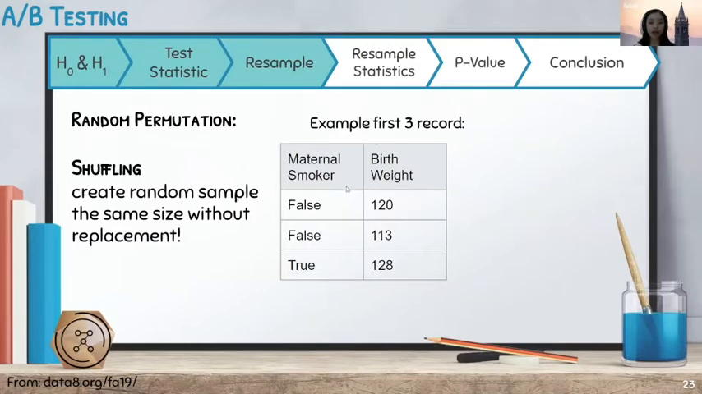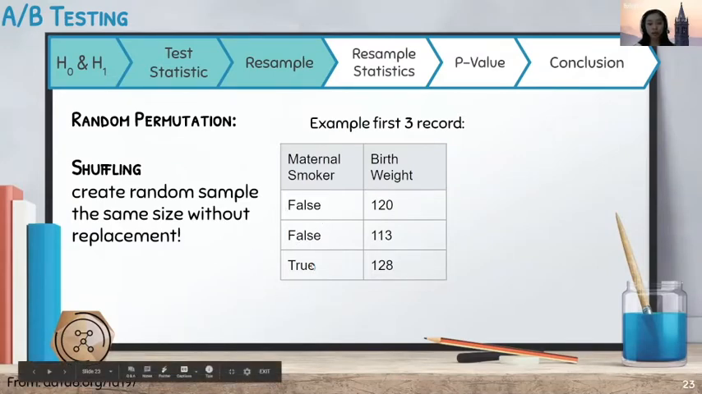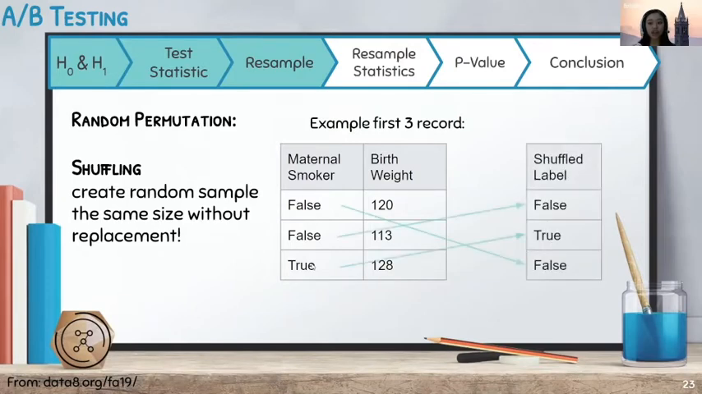For example, if we have the first 3 records like this, for the maternal smoker, yes or no, and the birth weight, what we're gonna do is just shuffle this label, the label for the maternal smoker, the true or the false. And it's gonna be like this. Since each of the labels cannot be used twice, it's without replacement, but we're generating a new sample from our original sample, so it's still a resampling method.